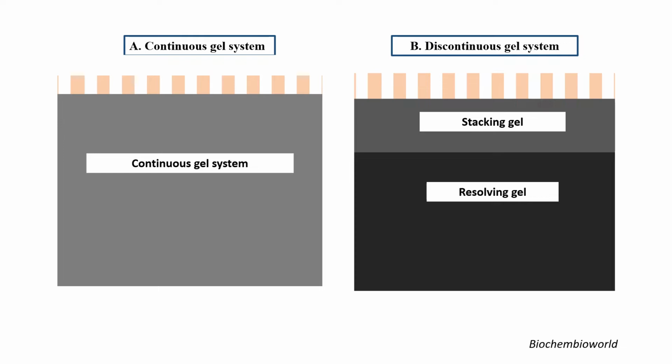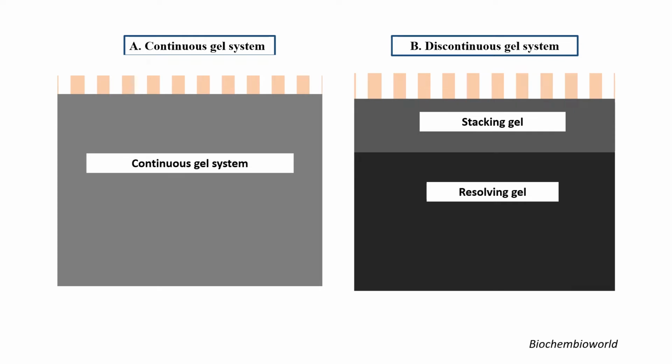And basically there are two types of gel system, as the diagram shows: a continuous gel system and a discontinuous gel system. So what is the difference between these two gel systems? In a continuous gel system, there is a uniform concentration of acrylamide throughout the gel. Okay, uniform concentration of acrylamide.